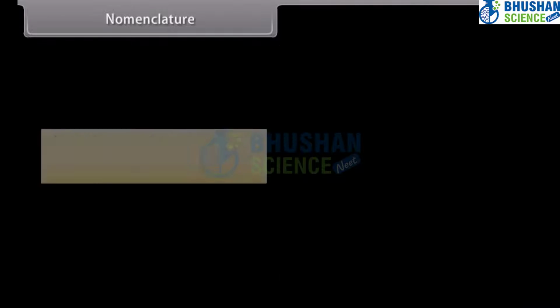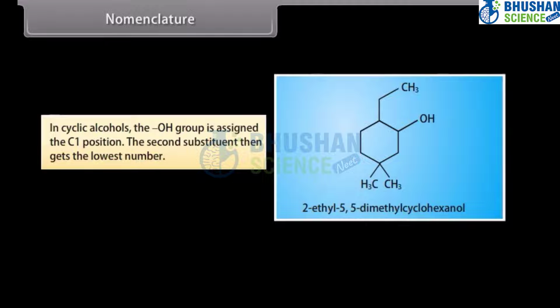2-methyl-2-propanol. In cyclic alcohol, the hydroxyl group is assigned the C1 position. The second substituent then gets the lowest number. For example, 2-ethyl-5,5-dimethyl-cyclohexanol.